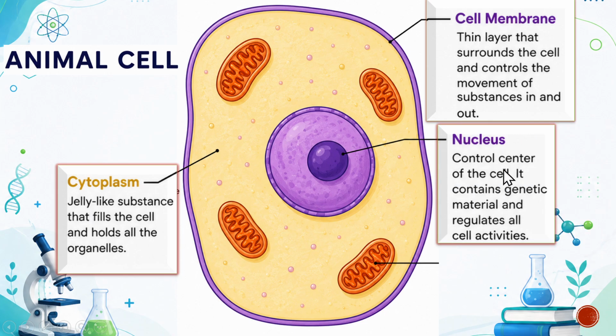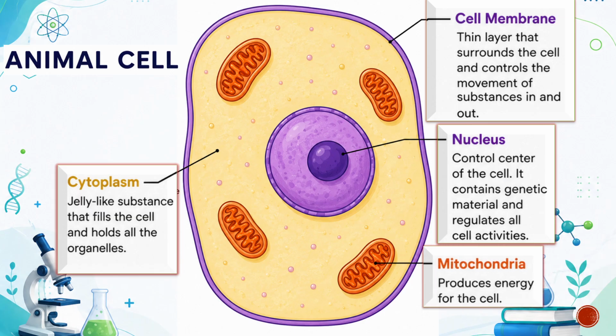Then we have the nucleus. The nucleus is going to be the control center of the cell. It contains all the genetic material and regulates all the cell activity. That's why it is also called the brain of the cell, because it contains all the genetic material of a particular animal for whom we are looking at this cell, and then it regulates all the activities of the cell. Okay, last but not the least, the important thing, the energy center, that is mitochondria, right? Mitochondria is the part which produces the energy and provides that energy to the cell to perform various activities.